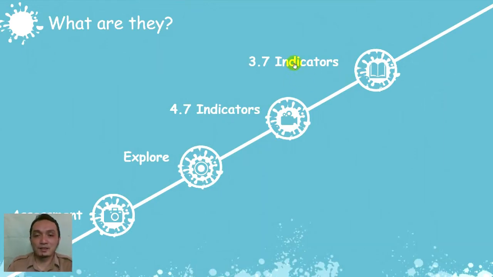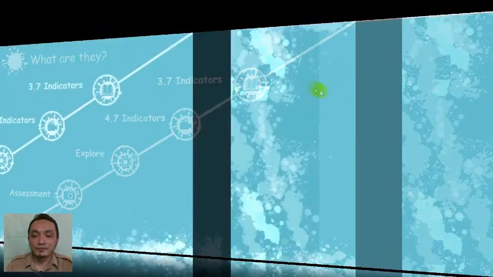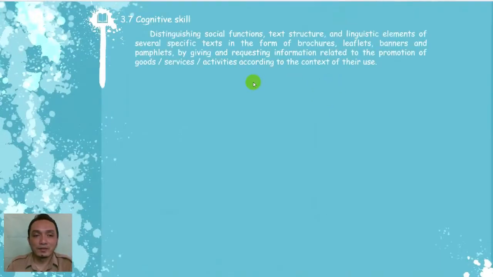The first is talking about the indicators and also the contents of 3.7. Here there is 3.7 cognitive skill, the content is distinguishing social functions, text structure and linguistic elements of several specific texts in the form of brochures, leaflets, banners, and pamphlets, by giving ambiguous information related to the promotion of goods or services or activities, according to the context of its use. So at this moment, we have a lesson about what a brochure is, what leaflets are, what a banner is, and what pamphlets are.